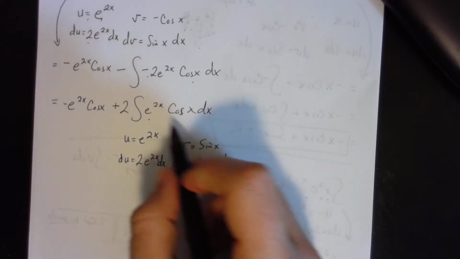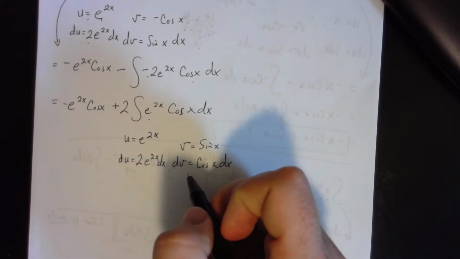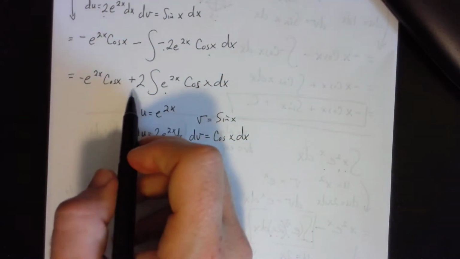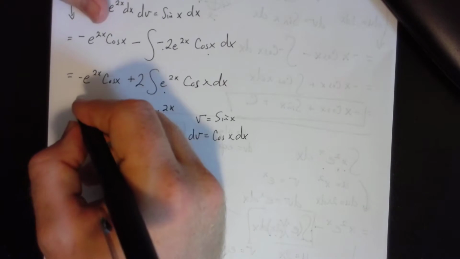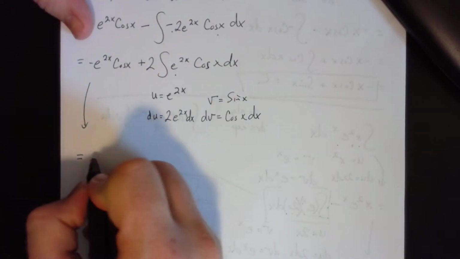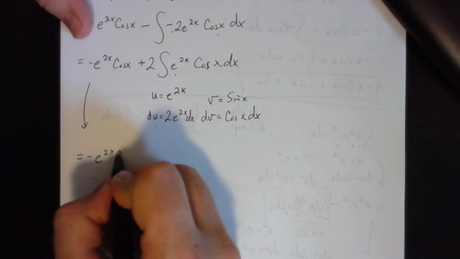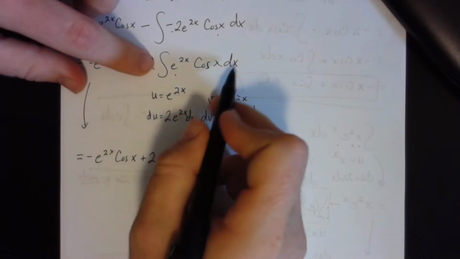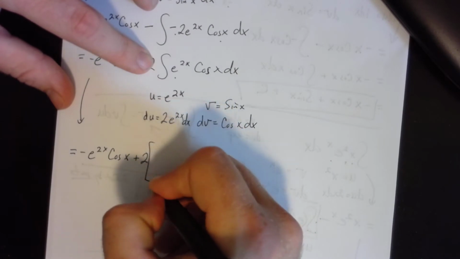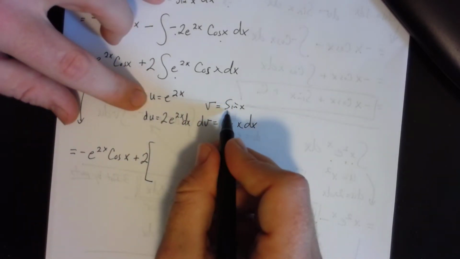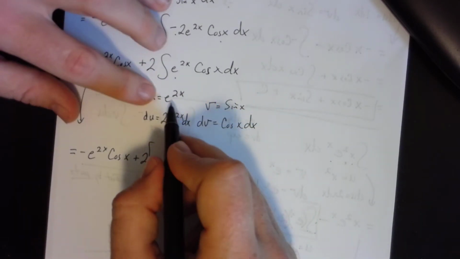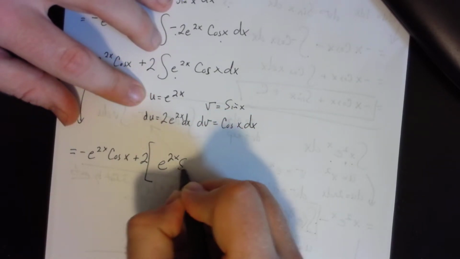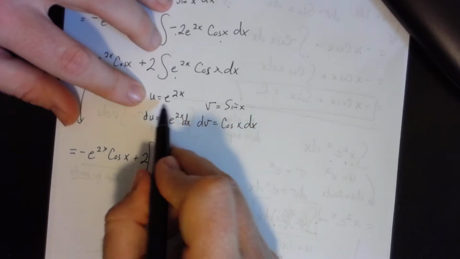So yes, it looks like we're doing nothing but backtracking, but that's not actually what's happening. Don't forget that there's this 2 here as well that we didn't have before. So I'm going to carry all the pieces down that I can. This is equal to the negative e to the 2x cosine of x plus 2, and then this whole integral is going to transition based on the uv integral of v du. So I'm going to have my e to the 2x sine of x. That's my u times v.